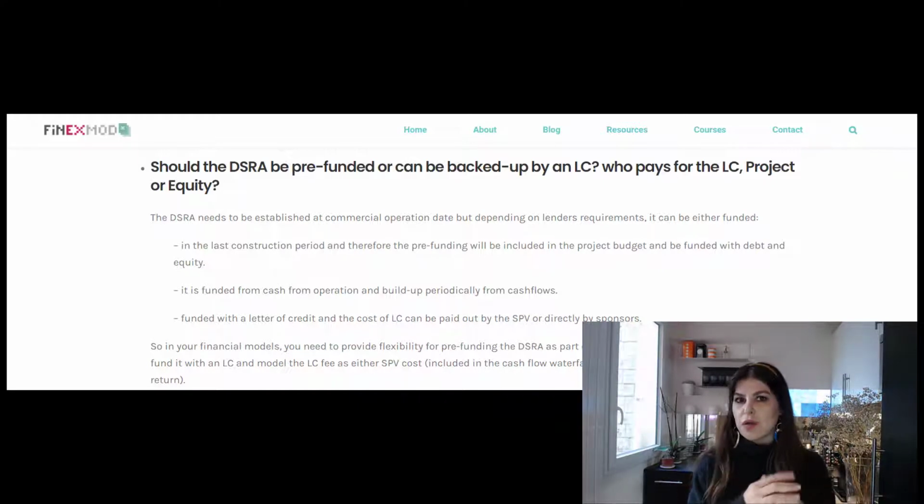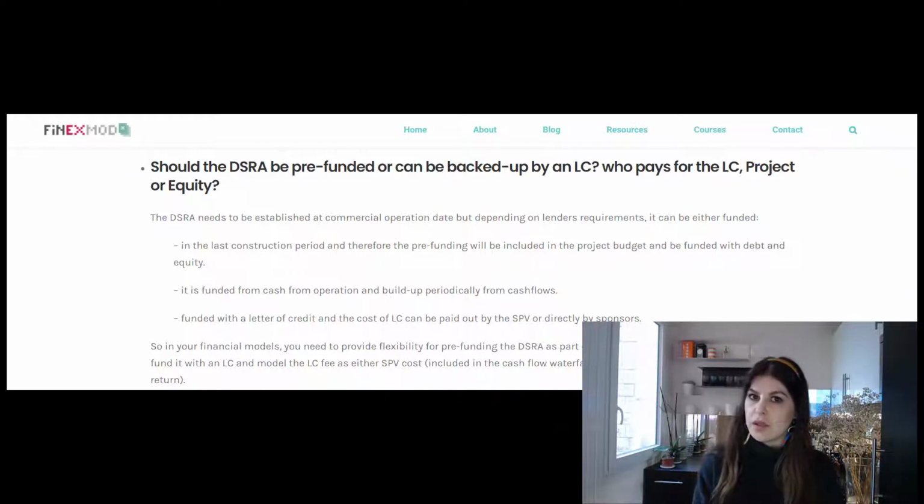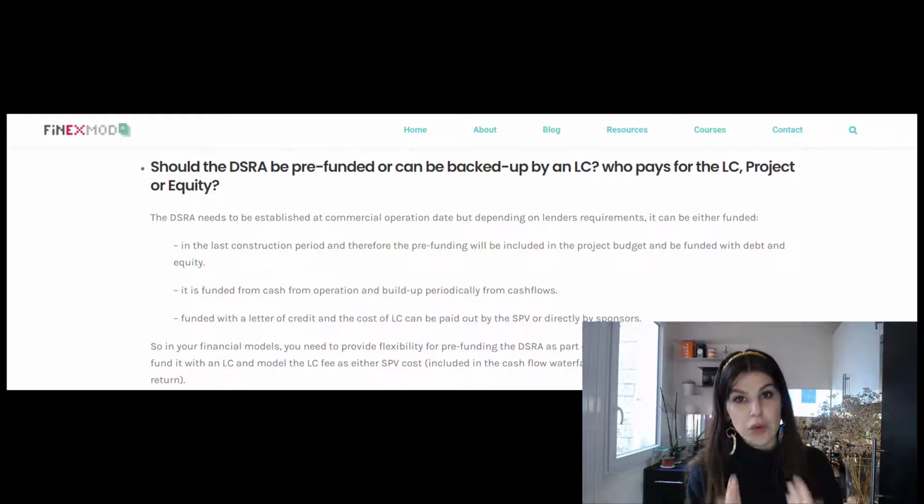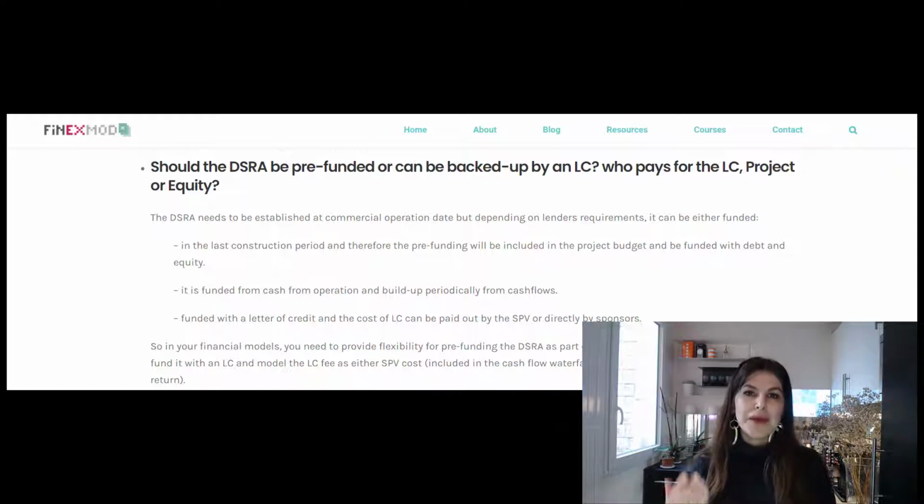Another way that you might want to consider, and lenders might allow you, is to have a letter of credit for this debt service reserve account. So it's basically backed up by an LC. That's also an option that you can discuss with the lenders and ask them if they are okay with that. If that's the case, there is a cost to an LC, right? It depends, but it's normally 2 to 3% that you need to consider as a fee for this LC. And the next question is who's going to pay for the LC cost? Most of the time they allow you to put it in the budget, as part of the SPV cost.